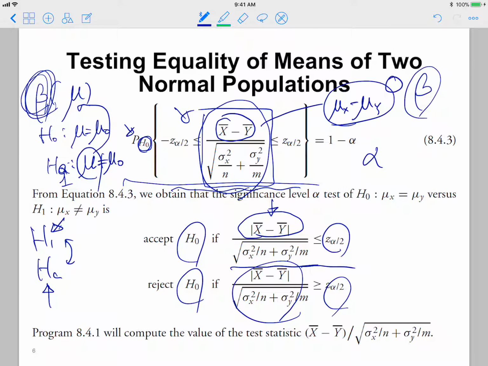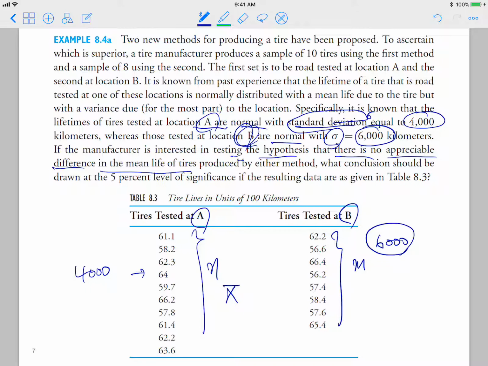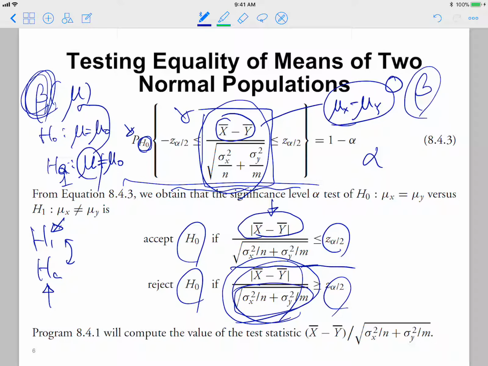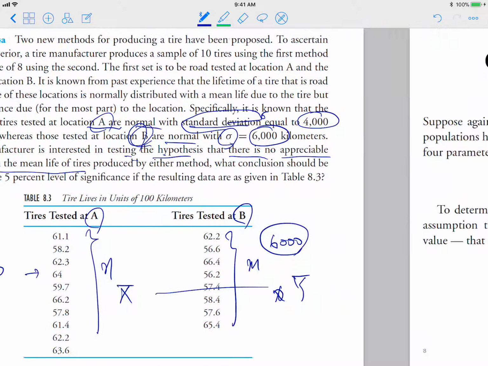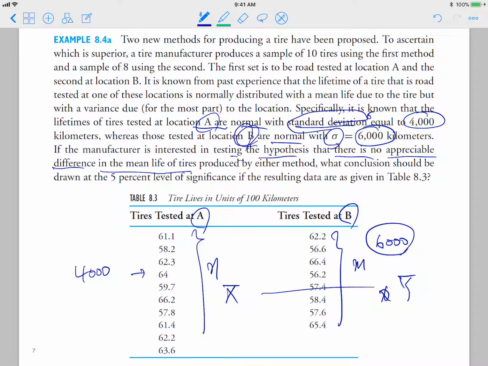Okay, and then we can just compute this value, right? We compute the sample mean from X and the sample mean from Y, and then we take the difference between them and divide it by this value. So that will be our test statistic. Then we apply this Z, or standard normal distribution.